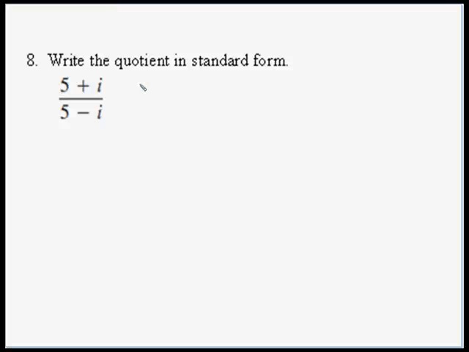All right, number 8, write the quotient in standard form. Remember, standard form is sort of like rationalizing. When we rationalize a denominator, there's no radicals left in it. When we rationalize this quotient, we want to get rid of the imaginary numbers. So we're going to multiply the numerator and denominator by the conjugate of that denominator.